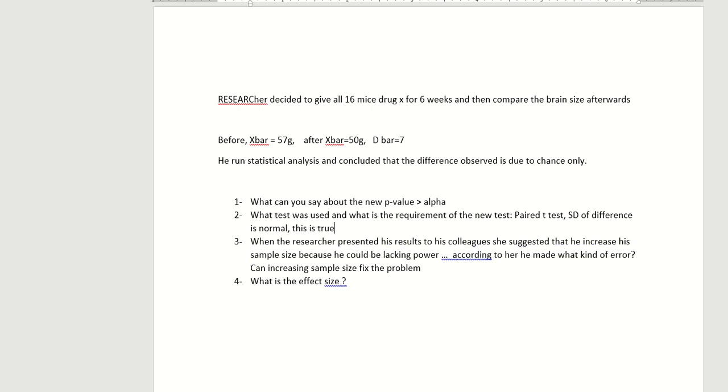This is true when differences have a normal distribution. So we have to assume that.